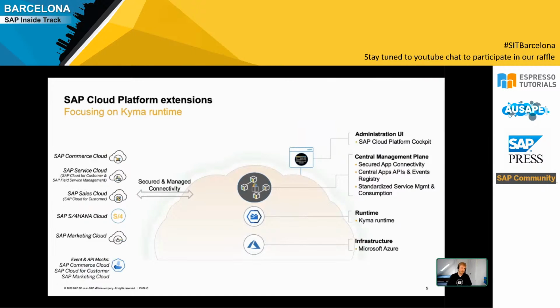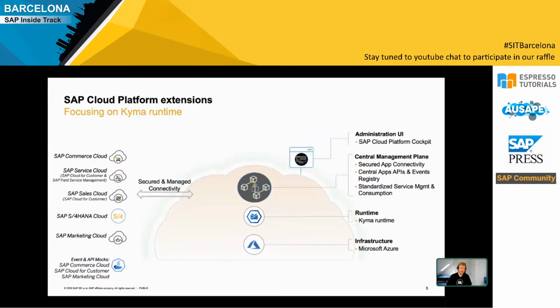So with a few clicks only, you can connect, for example, SAP Commerce Cloud. You can connect the Cloud for Customer and the Field Service Management to the Cloud Platform, and then create a formation, as you will see later on with the Keema runtime. And then on top of that, you can connect to SAP S/4HANA Cloud and Marketing Cloud, both to talk to the APIs and as well to react to events coming from those applications.